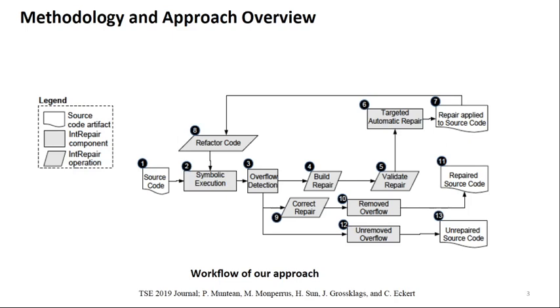In a nutshell, our methodology is as follows. The source code is fed into our symbolic execution component. Overflow is detected. Then a repair is built. The repair is then validated. Then we perform targeted automated repair. Another step. Then we generate the code and we insert the repair in the original code. Then we recheck again if the repair was successful. In that case, we have a correct repair, the bug was removed, and we have an artifact which has no bug. Otherwise, the bug was not removed and the source code still contains the bug.